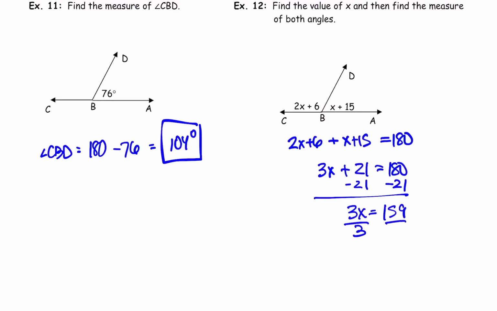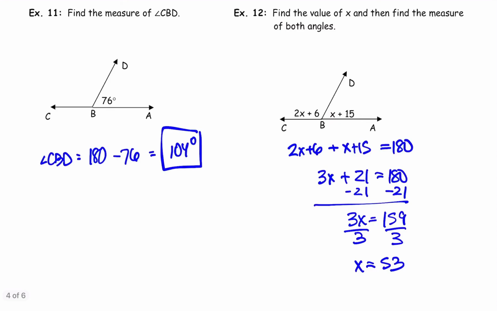Divide by 3. X equals 53. So now, again, I'm not done because the directions here said find the measure of both angles. So it doesn't matter which one you find first. What I think would be easiest, and this is what I did, is I took 53 and I plugged it in over here. So this angle is going to be 53 plus 15. All right, so that's 68. And you can just put it right in the figure.